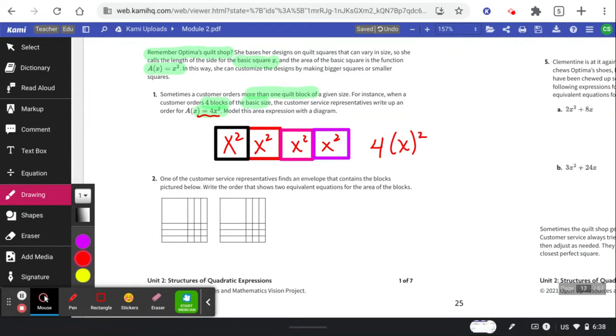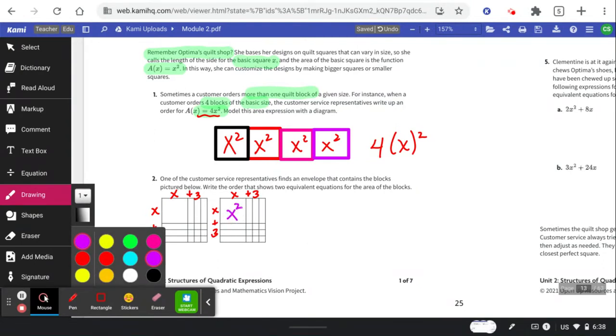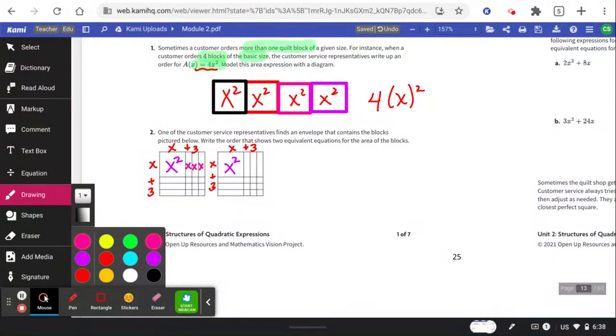One of the customer service representatives finds an envelope that contains these blocks below. Write the order for the 2. So do you see how this is an X increased by 3 on each side? So let's label all the interiors. This is my X by X, X squared. This is my 1x, 2x, 3x, 4x, 5x, 6x, 7x, 8x, 9x, 10x, 11x, 12x. Ooh, there's a lot of those now. And here's a 1, 1, 1, 1, 1, 1, 1, 1, 1 for a total of 9. There's my little constant at the end.